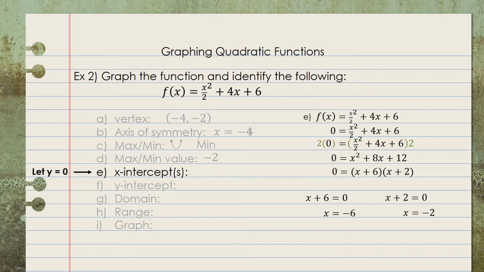Now we have found our solutions, but we need to write these as x-intercepts. So when we have x equals negative 6, that tells us the x-intercept is negative 6, 0. And our other solution of negative 2, well, that can be rewritten as negative 2, 0.